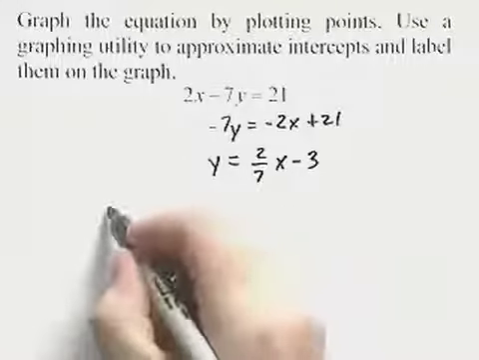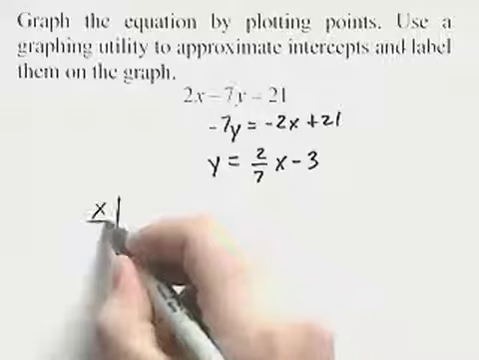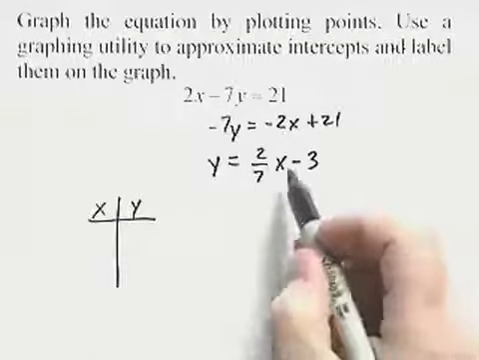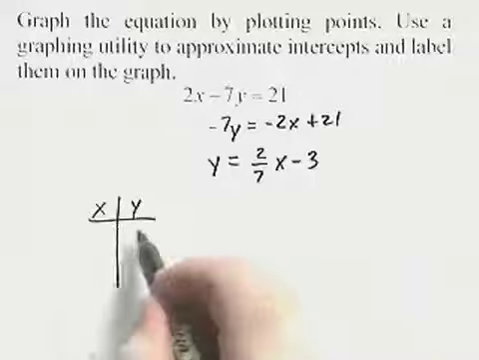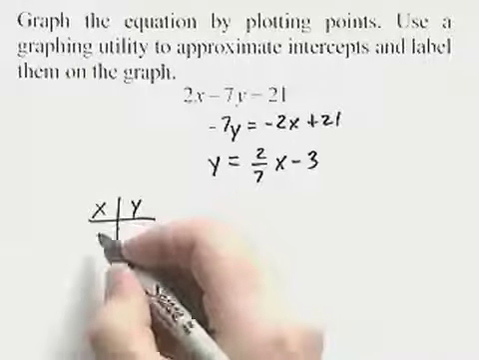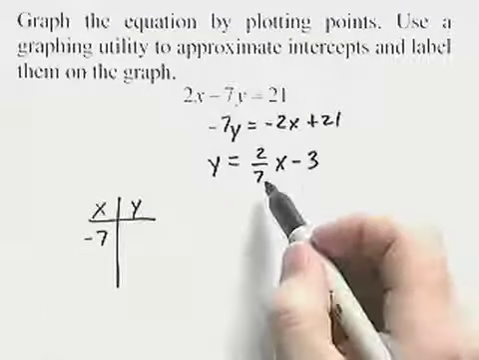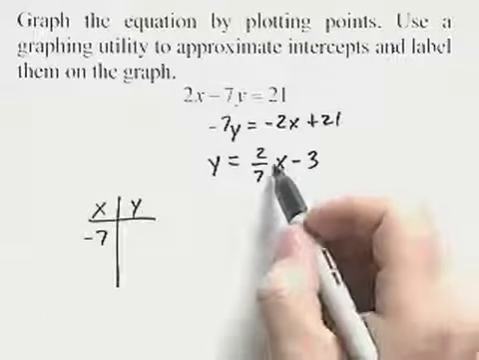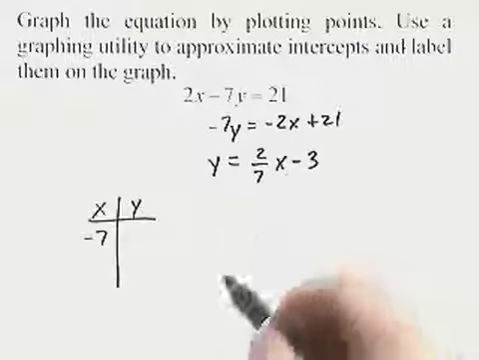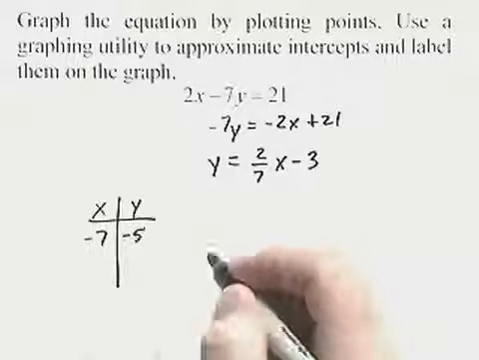To get some points to graph, we're going to make a table of values. Just need a couple of points here. So we're just going to pick a couple of values for x and evaluate this for y. Each ordered pair then, x, y, gives us a point on our graph. We'll go ahead and let x equal negative 7. If x is equal to negative 7, we'll get 2/7 times negative 7, which is negative 2. Negative 2 minus 3 is negative 5.